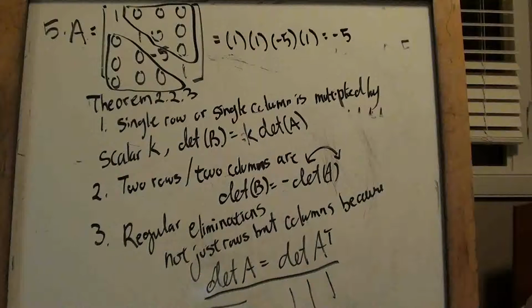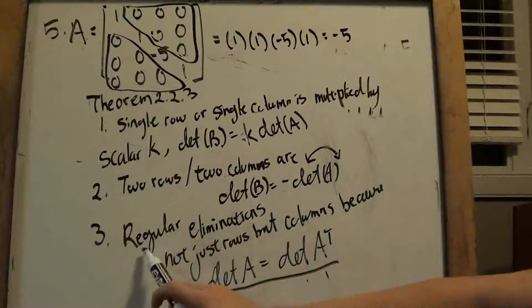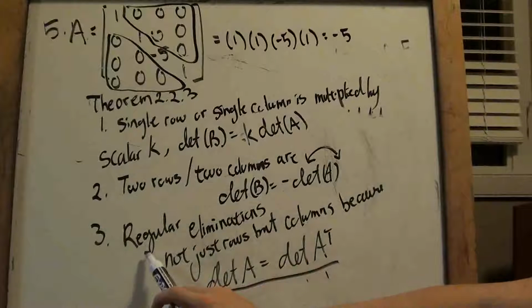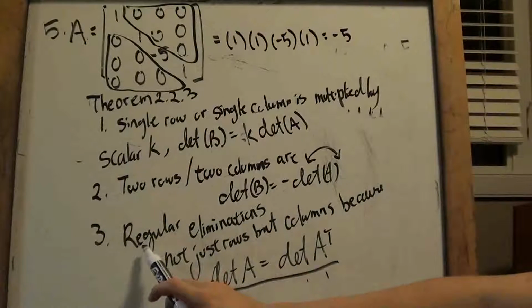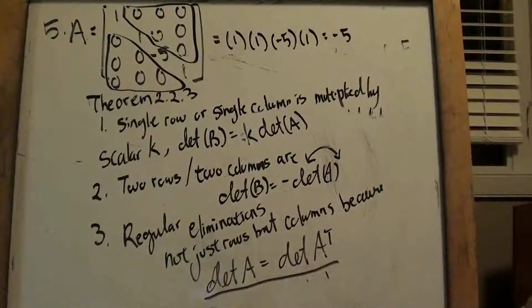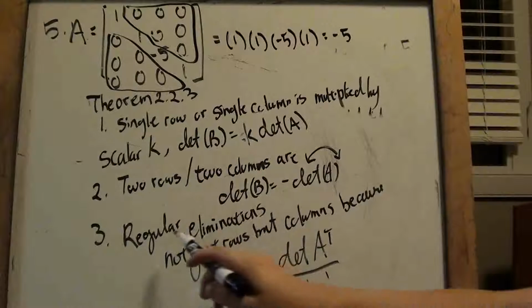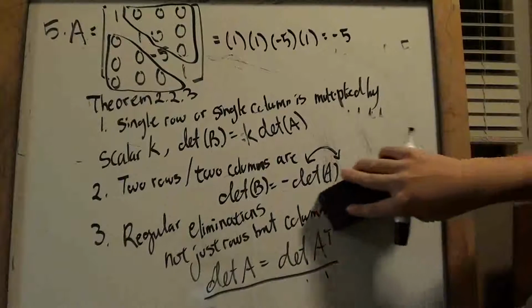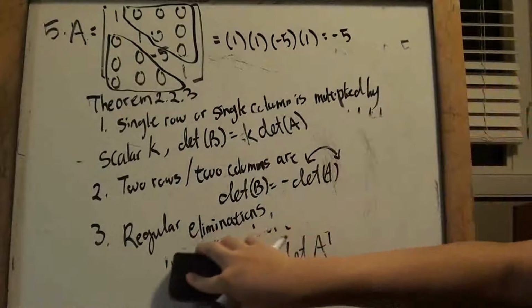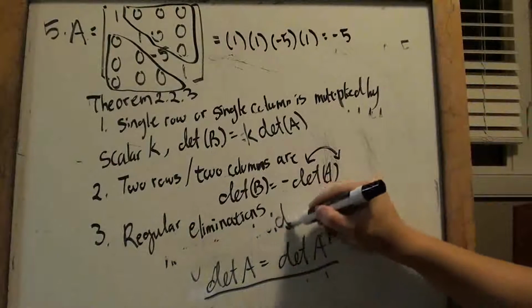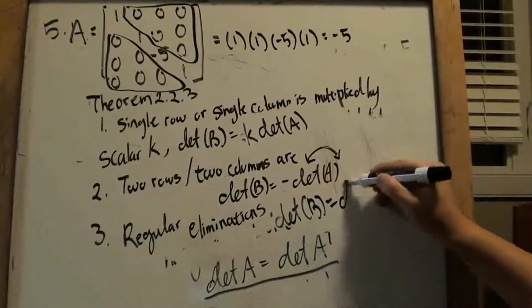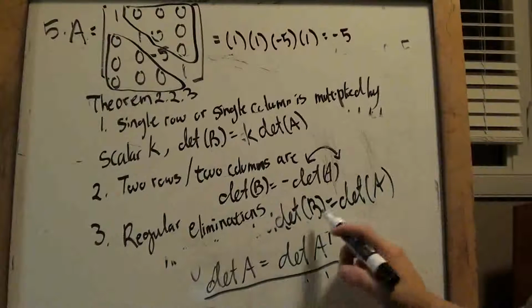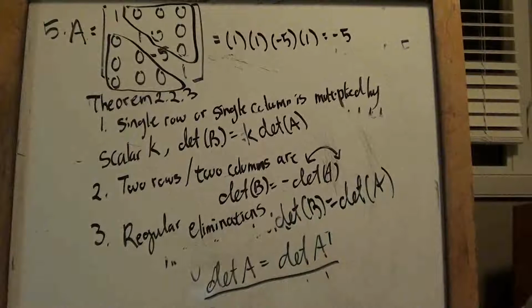Number 3. This is the regular. There's a fancy way to say it, but I thought I would just cut to the chase. Any regular elimination will not affect the determinant, not just rows but columns. We just talked about that, right? So for any regular elimination, you're going to have det B equals det A. That's a fancy way of saying the determinant will not change if you just do regular elimination.